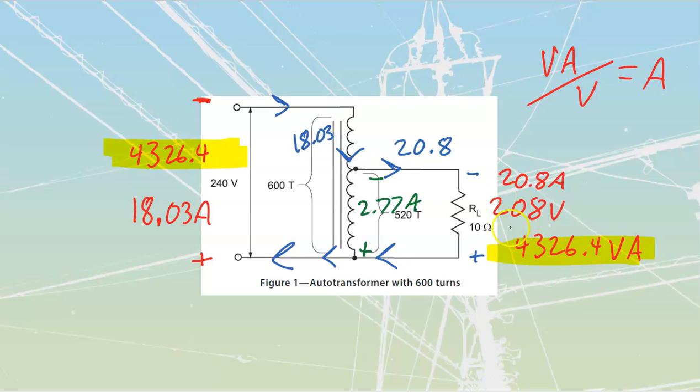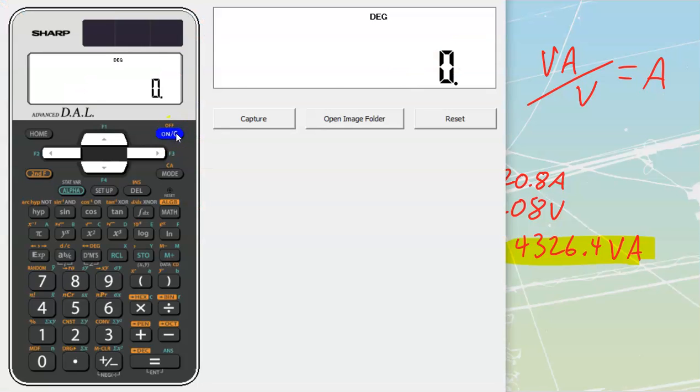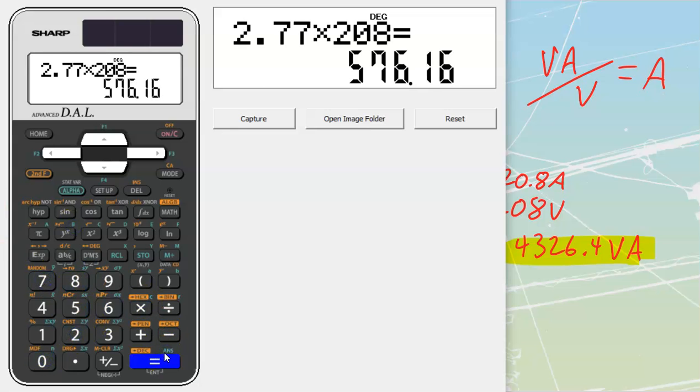If you wanted to find the autotransformer size of this one over here, what you would need to do is take the volts across a single winding. So in this case, this one over here, that's 208 volts. It goes across from here to here. And we see that we have the same 208 across from there to there. So if we have that 208 with 2.77 amps, 2.77 times 208 tells me that the actual VA of the windings themselves is going to be 576 VA.